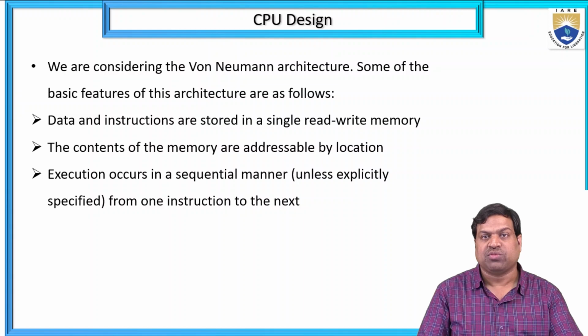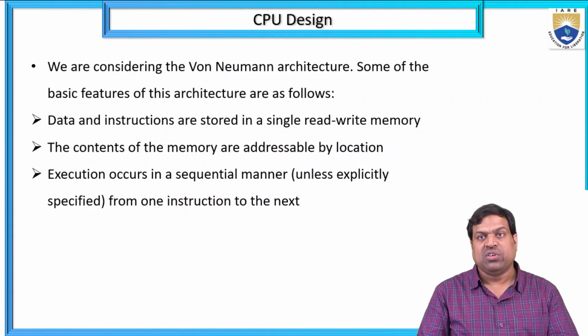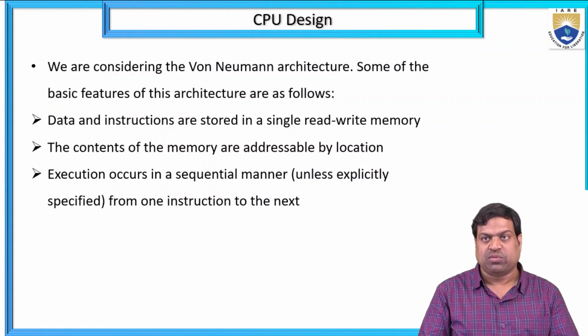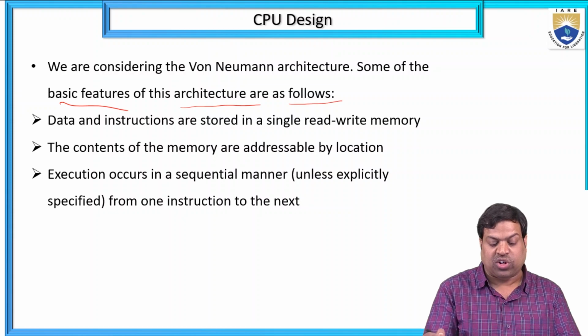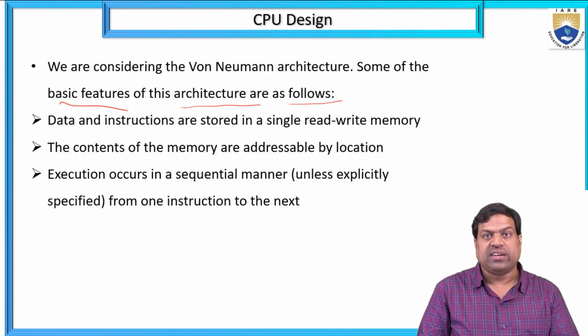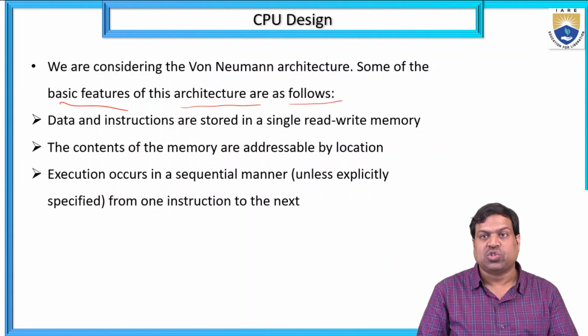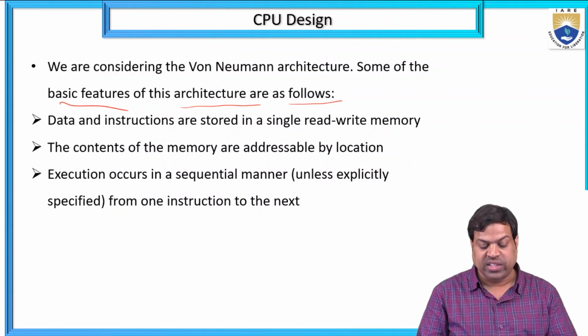Some of the basic features of this architecture are as follows. So we are following von Neumann architecture. What is the use? What are the benefits of this architecture? We will discuss now. What are the basic features of this architecture? First, data and instructions are stored in a single read-write memory. The contents of the memory are addressable by location. Execution occurs in a sequential manner unless explicitly specified, from one instruction to the next.